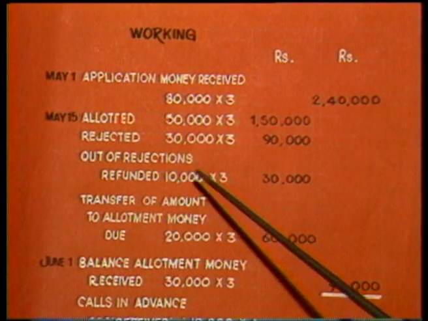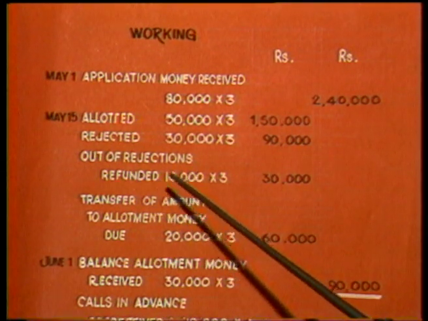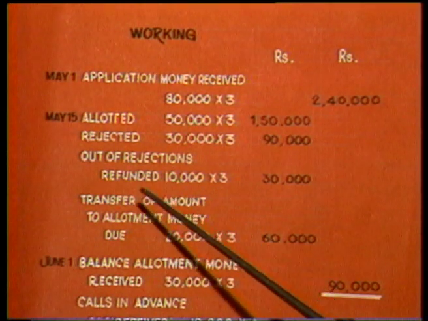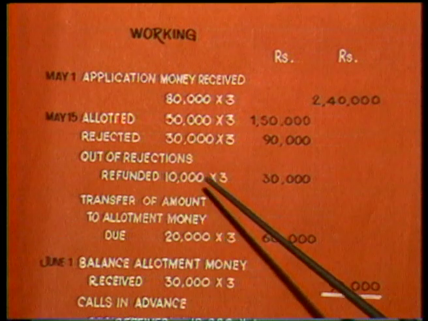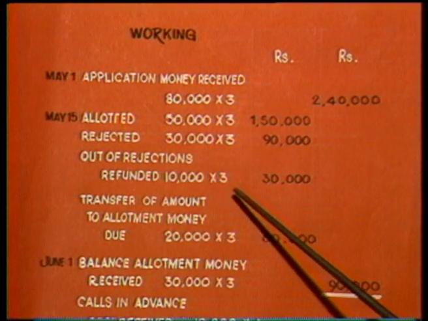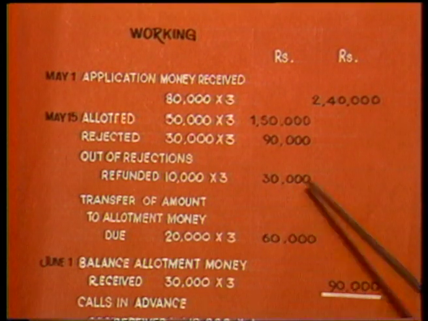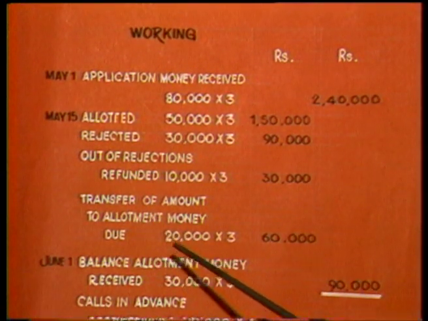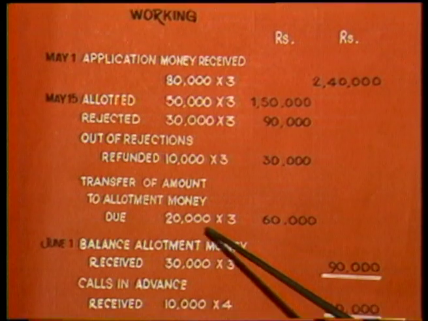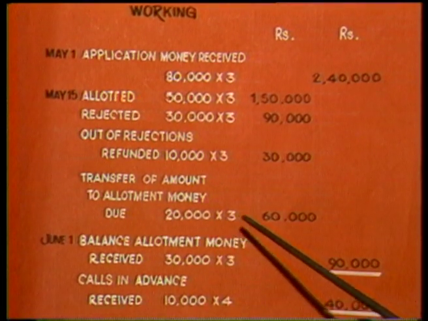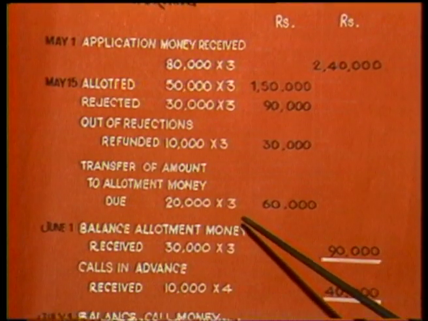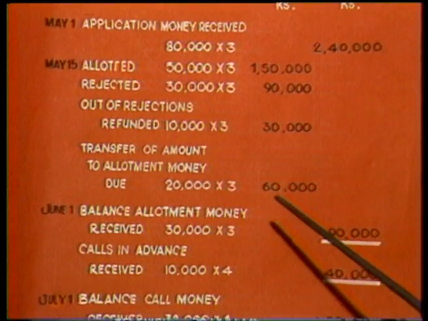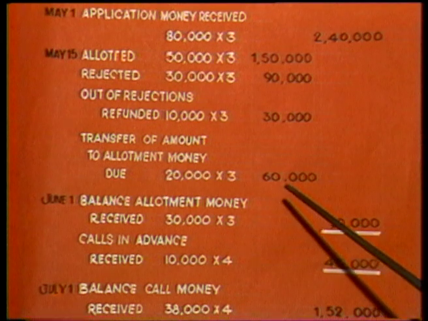Out of the rejections, on 10,000 shares that were rejected, a refund is to be given at the rate of 3 rupees per share, amounting to rupees 30,000. On the balance of 20,000 shares that were rejected, the application money of rupees 3 per share is to be transferred to the allotment money due. This amounts to rupees 60,000.